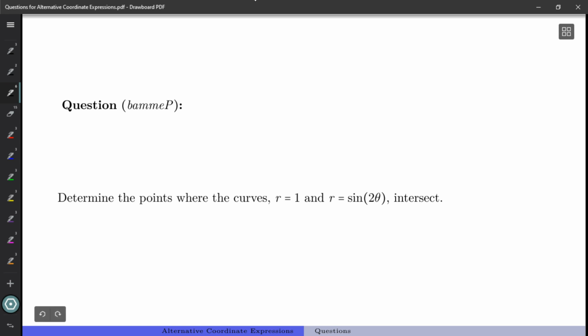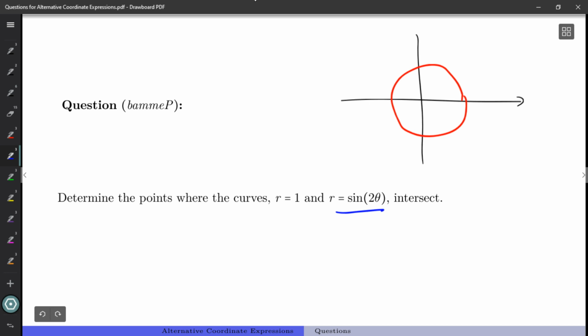Determine the points where the curves r equals 1 and r equals sine 2 theta intersect. I always think it's a good idea to draw a very quick sketch of these. r equals 1 is just going to be a circle of radius 1 centered at the origin, or the pole. Sine 2 theta, if we do a quick sketch of that, it's a little something like this. It's one of these nice flowery shapes, sort of like a rose.